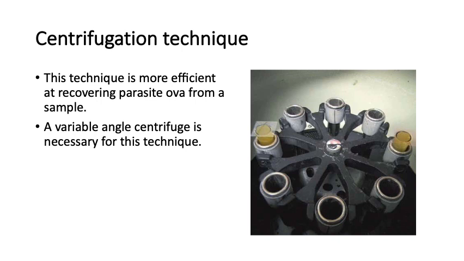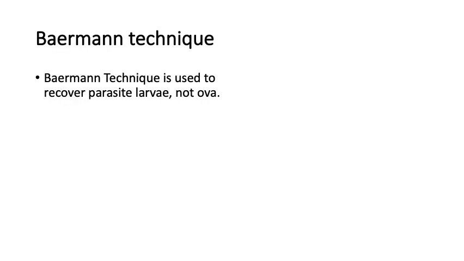In comparison with the simple flotation method, the centrifugation technique is more efficient at recovering parasite ova from a sample. It does, however, require a little more specialized equipment. In contrast to the previous methods mentioned earlier, the Baermann technique is used to recover parasite larvae but not the ova.